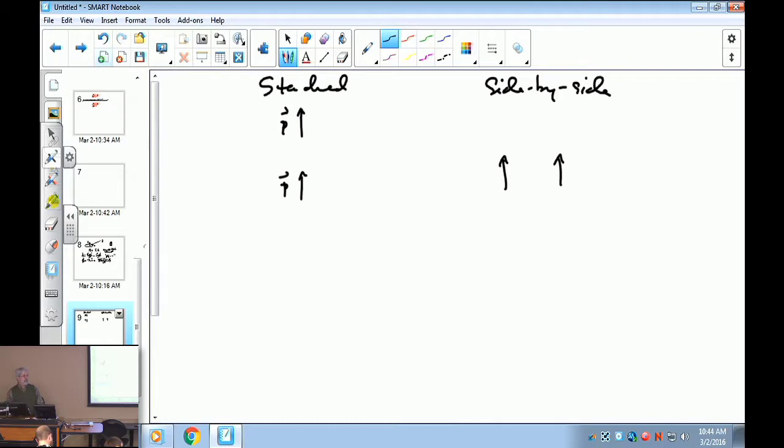Okay, which one is going to be more favorable? Which is going to be lower in energy if the distances are the same? The stacked, yeah, because we have the opposite ends closer to each other. That is, the positive end on the lower dipole is close to the negative end on the upper dipole. That's going to be lower in energy than the side by side.